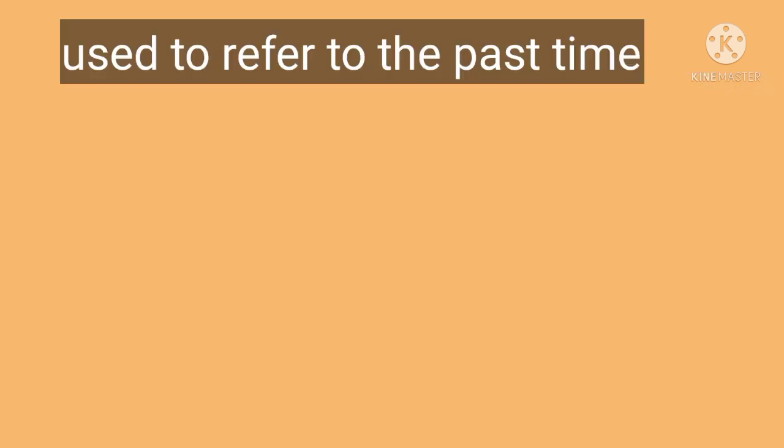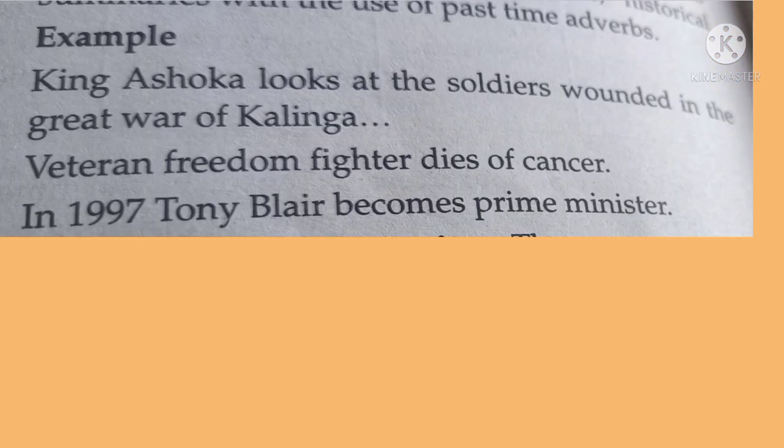The present tense can be used to refer to an event in the past as if it were happening now. For example, the historic present, as in storytelling, newspaper headlines, historical summaries with the use of past time adverbs. See these examples. King Ashoka looks at the soldiers wounded in the Great War of Kalinga. Veteran freedom fighter dies of cancer. In 1997, Tony Blair becomes Prime Minister.